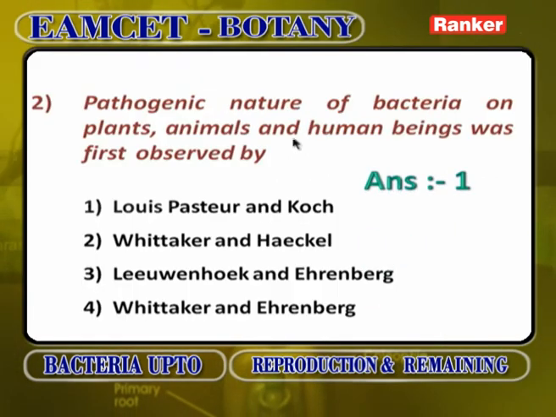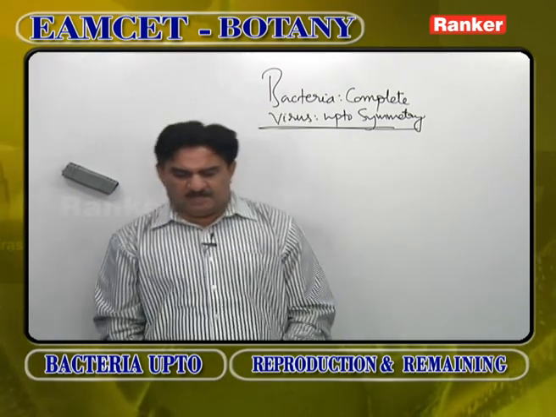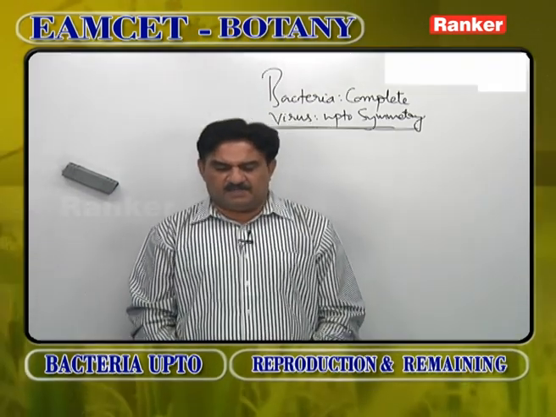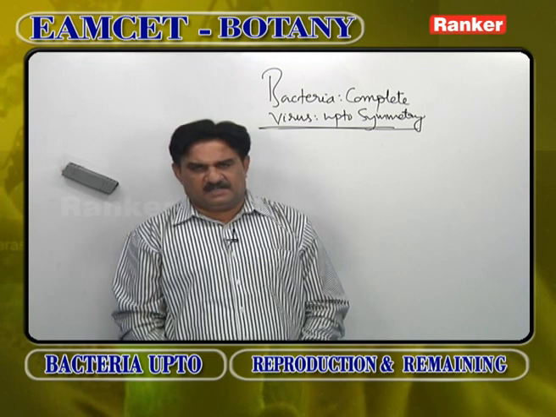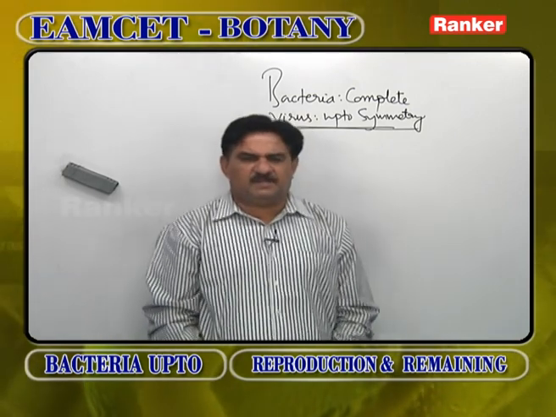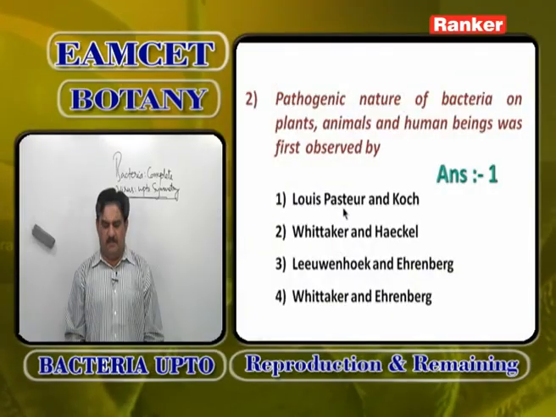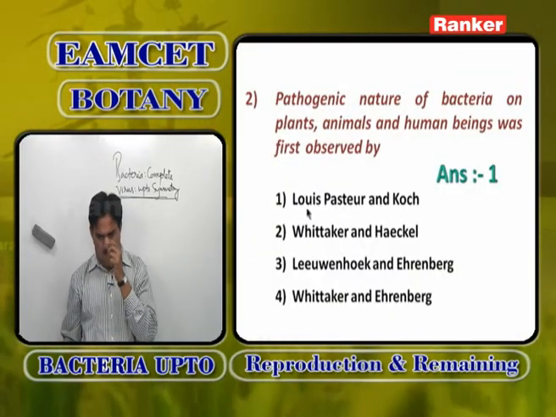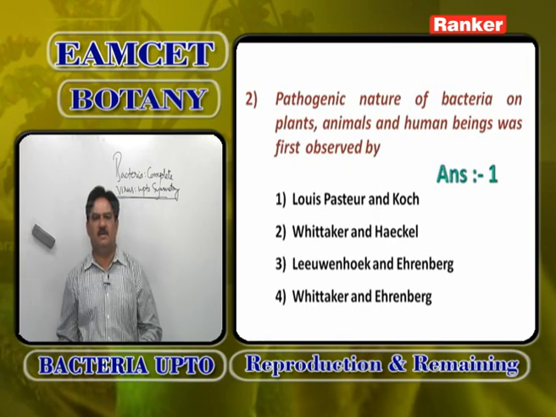Next, pathogenic nature of bacteria on plants, animals and human beings was first observed by. Bacteria are going to cause diseases. That bacteria are responsible for diseases in plants, animals and human beings was first experimentally proved not by Whittaker and Haeckel, not by Leeuwenhoek and Ehrenberg, not by Whittaker and Ehrenberg. It is Louis Pasteur and Koch. Why? Because Louis Pasteur was the first scientist who proposed that rabies due to dog's bite is caused by some organisms which are definitely smaller than bacteria. Then Koch proposed postulates on how to culture a bacterium in the laboratories. So pathogenic nature of bacteria on plants, animals and human beings was first observed by Louis Pasteur and Koch.